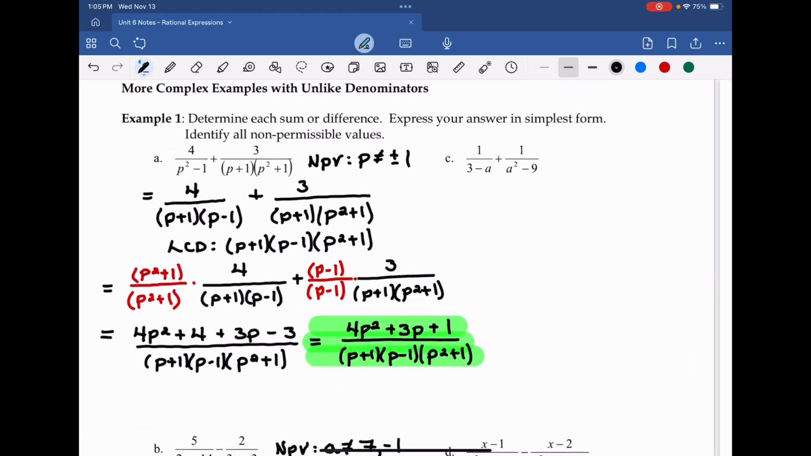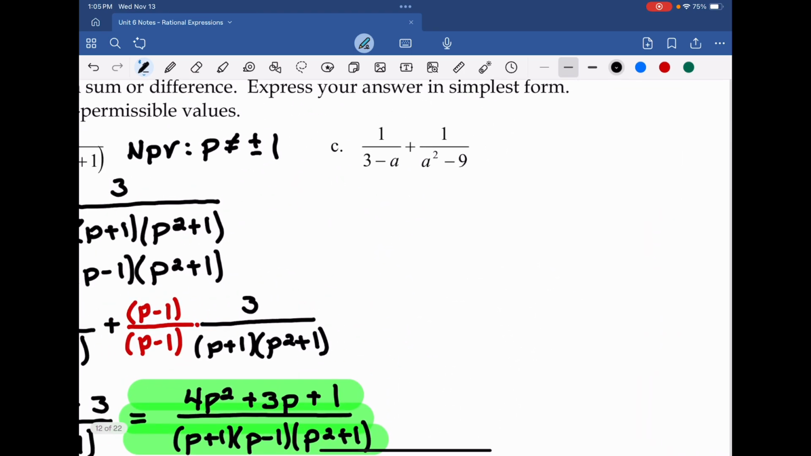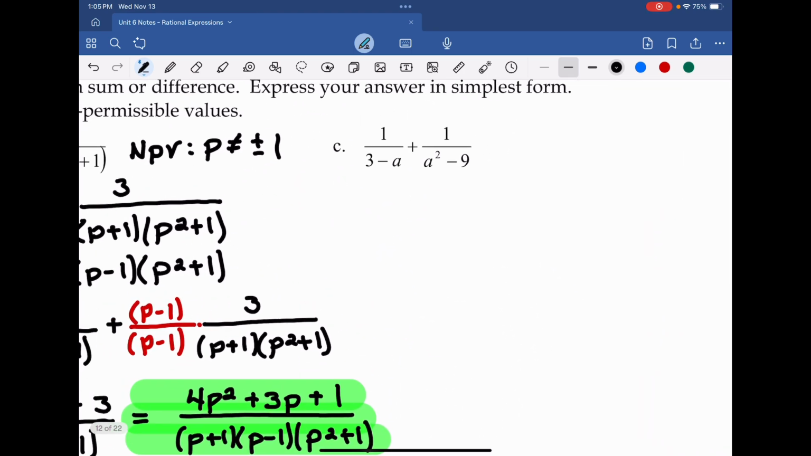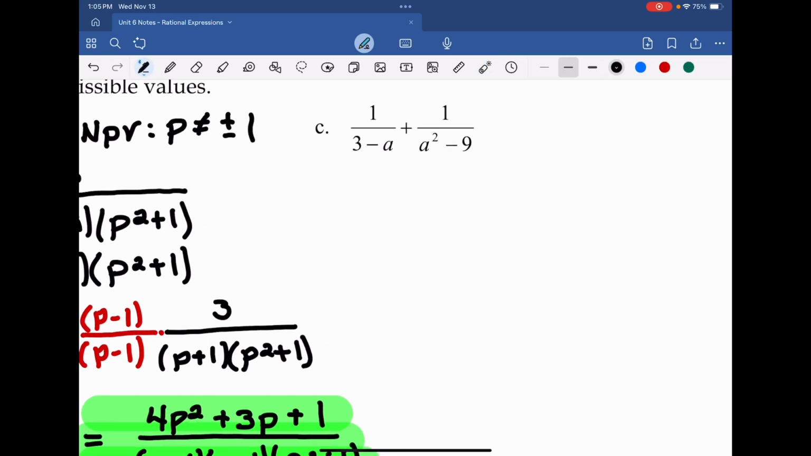Okay, let's move on to part B. Part B, we look at this one, another one where the factors are going to be quite simple, but we're going to do something we've done earlier in this unit that you may have forgotten that we did. When I see this 3 minus a, if I want to make the a go before the 3, I can just take out a negative.